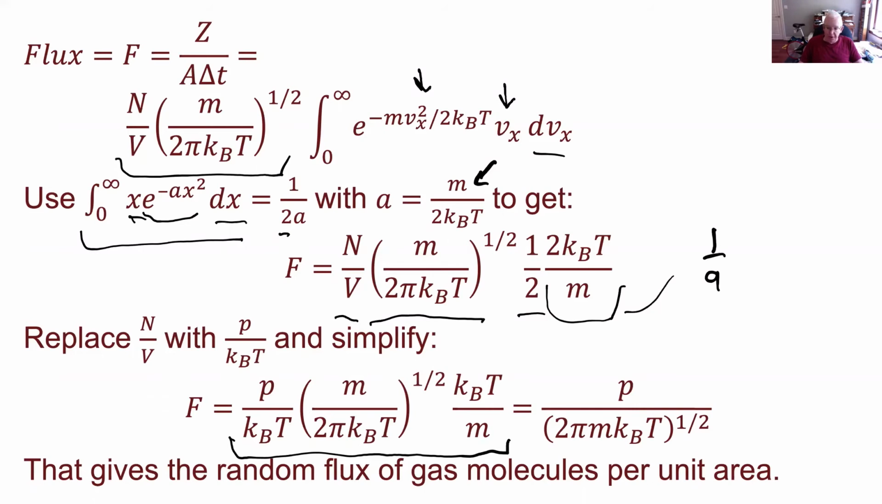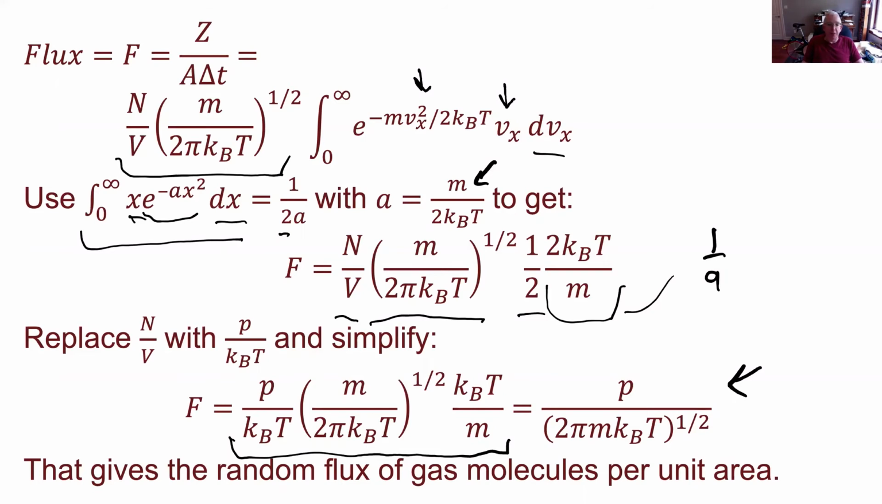And if we do all that cleaning up, we arrive at the last form over here, which is relatively simple, right? It says that this flux of gas depends on the pressure. That makes sense. If I raise the pressure, I've got more gas in there. They should hit the surface more often. It depends on the mass of the molecules, and it depends on the temperature. Those things are influencing the speed, so they're influencing how fast the molecules are going. The faster they're going, the more likely they are to be striking the surface, okay?